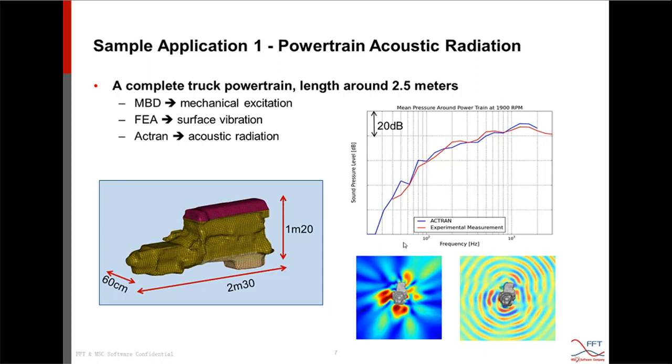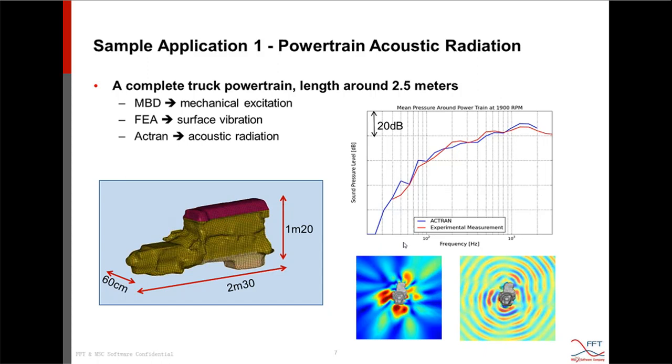To solve the powertrain radiation problem, we use 3 different software packages to form a simulation chain. The first one is multi-body dynamics software that calculates the realistic mechanical loading on the structure. In the second step, FEA software calculates the surface vibration on the powertrain. And in the third step, the acoustic radiation analysis is done in Actran.